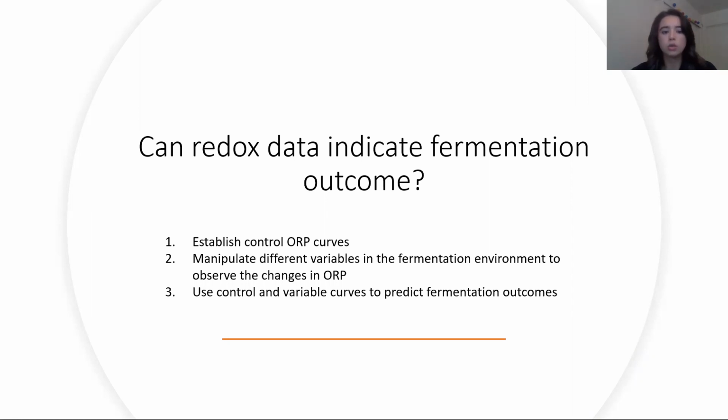So these are the goals that were created at the beginning of the project, which were to create both success and failure fermentation situations, and then observe the resulting redox curves to try to understand differences and whether it might be able to be used as a prediction tool.